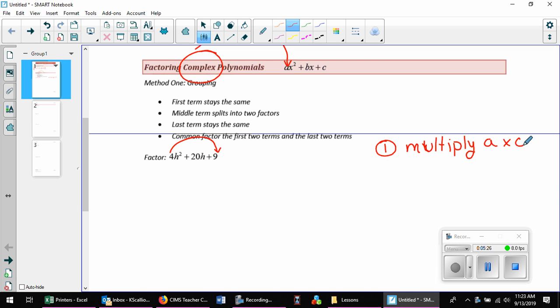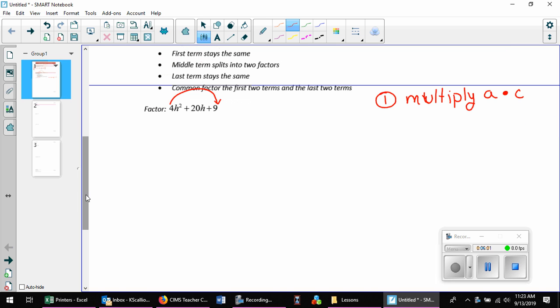Are you guys okay if I say this step over here, multiply A by C? Okay, good point. We don't want the terms, we just want the coefficient though. I need the 4 by the 9, and I don't want the h squared in there. But is it always going to be first and last? Yes, always first and last. So A is 4 by 9?